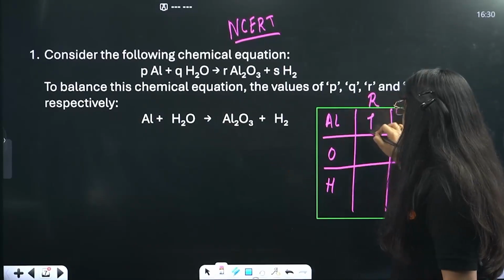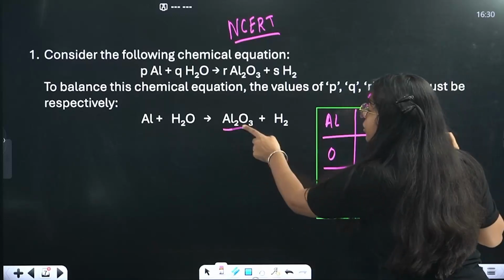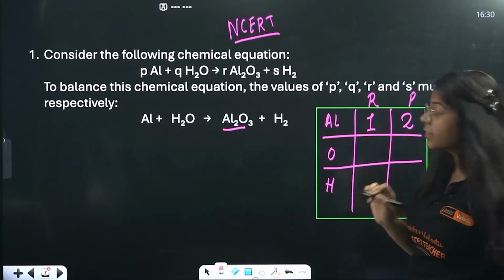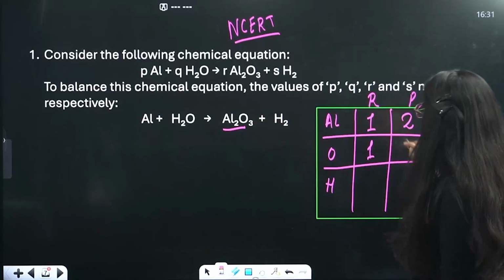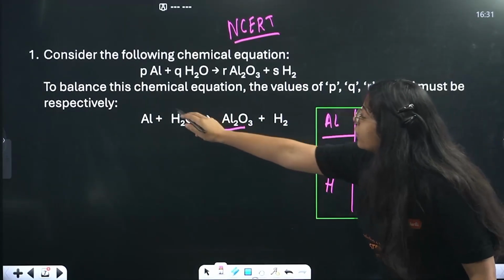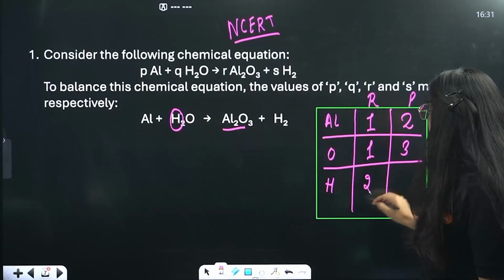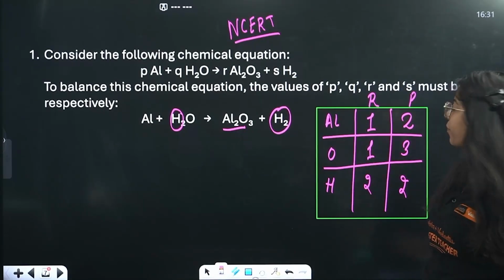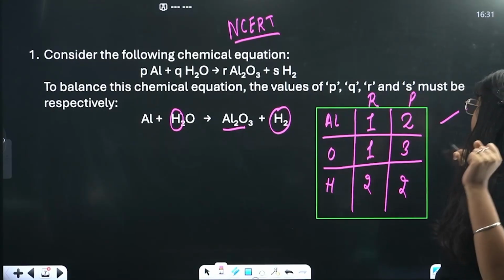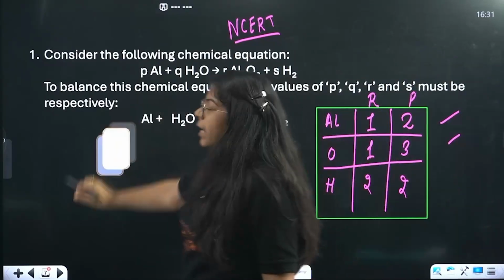Aluminium is 1 on the reactant side. On the product side it is 2, right? So 2 on the product side. Oxygen is 1 on the reactant side. Oxygen, ma'am, is 3 on the product side. Okay. Hydrogen is 2 on the reactant side, and here hydrogen is also 2. Okay, so what do we need to balance? Now we need to balance aluminium as well as oxygen. Okay, let's balance aluminium first.